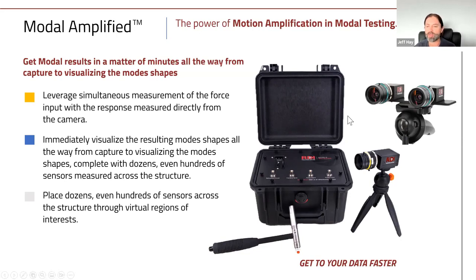So the whole kit comes with a hammer, this box, and the camera. You don't need accelerometers. You can use a reference accelerometer, but you don't have to. The bigger thing with not needing them is you don't need any accelerometers on the object for your measurements. Those are all done with the camera.